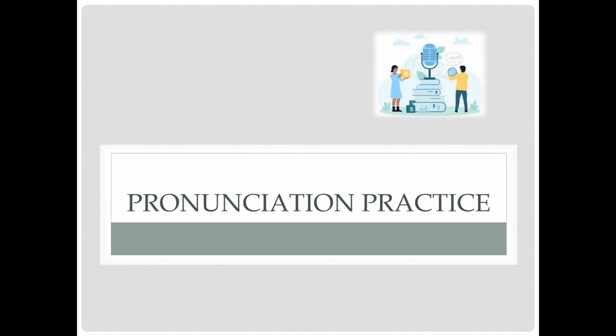Let's start our pronunciation practice of this class. The first word of today is sour. Sour. The next word is berry. Berry. There's no sound of U in it. There's a sound of E in it. Berry.